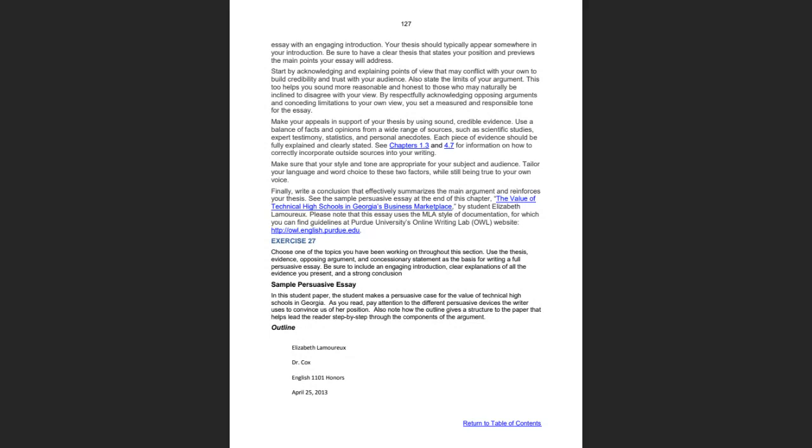Each piece of evidence should be fully explained and clearly stated. Yada, yada, see chapters 1 through whatever. Okay, make sure that your style and tone are appropriate for your subject and audience. Tailor your language and word choice to these two factors while still being true to your own voice. Consider who your audience is when you're doing persuasive writing.